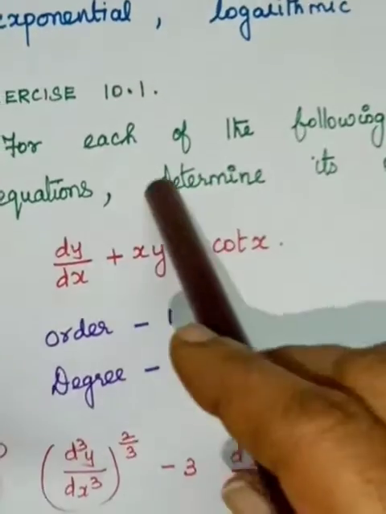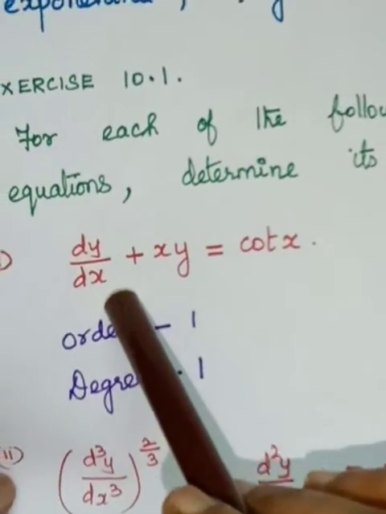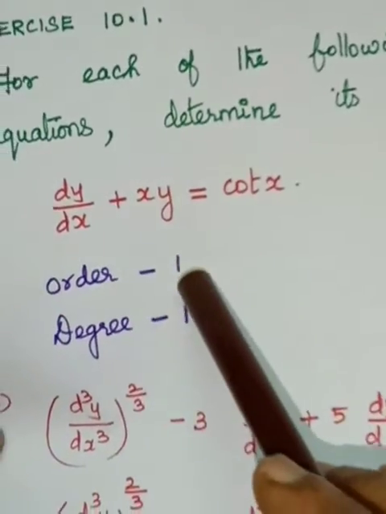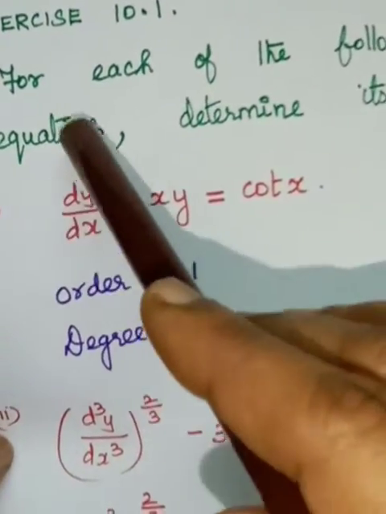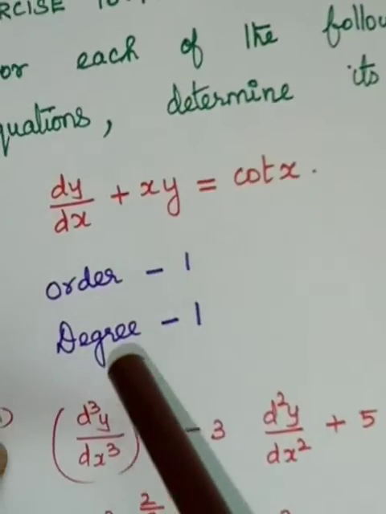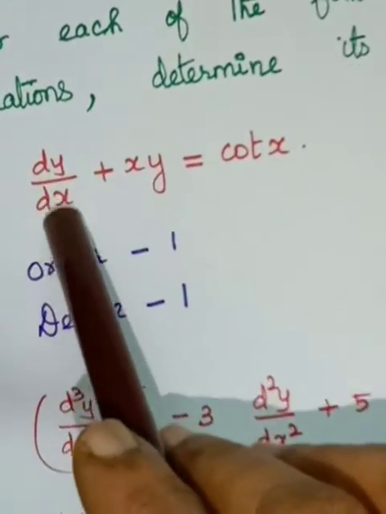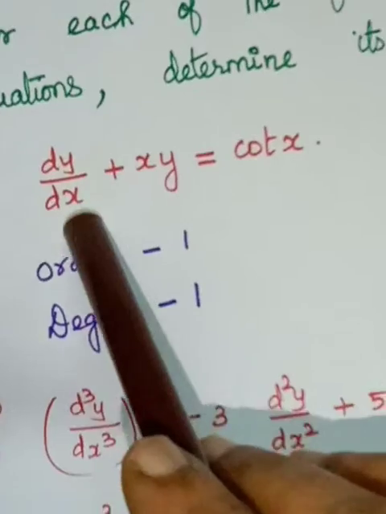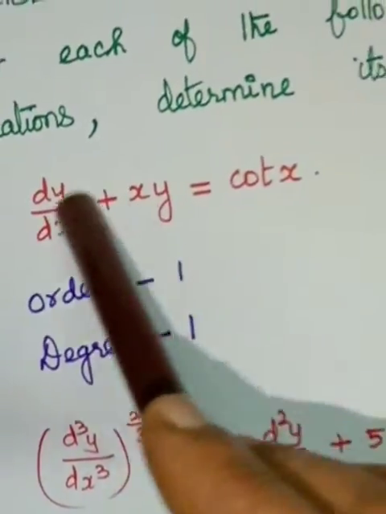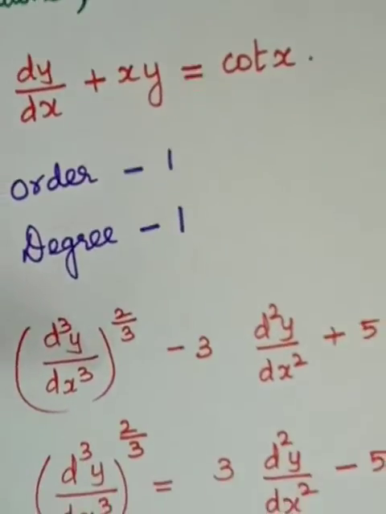Here, which order derivative is involved? Only one derivative, that is dy by dx. So it is a first order derivative, so the order is 1. The power of dy by dx is nothing but the degree, and the power of dy by dx is 1. So that is the degree of the differential equation. Here the derivative is not written with a fractional power, and it is not the argument of a trigonometric, exponential or logarithmic function.